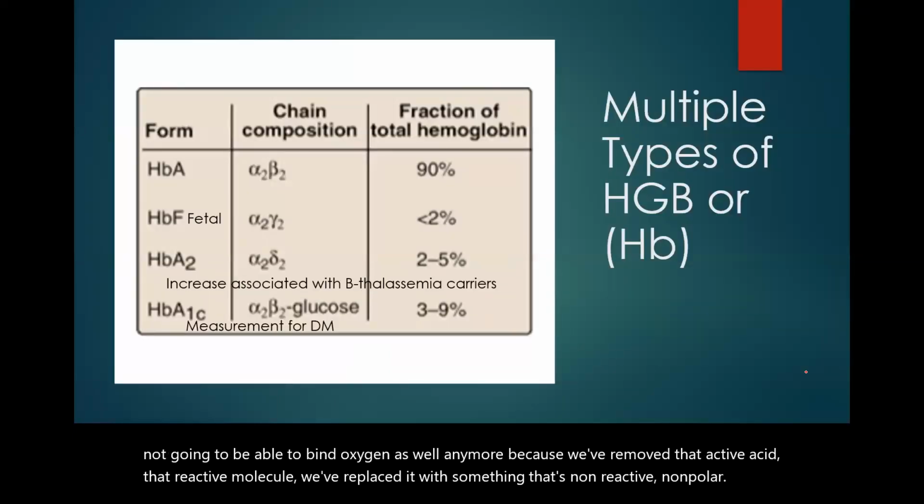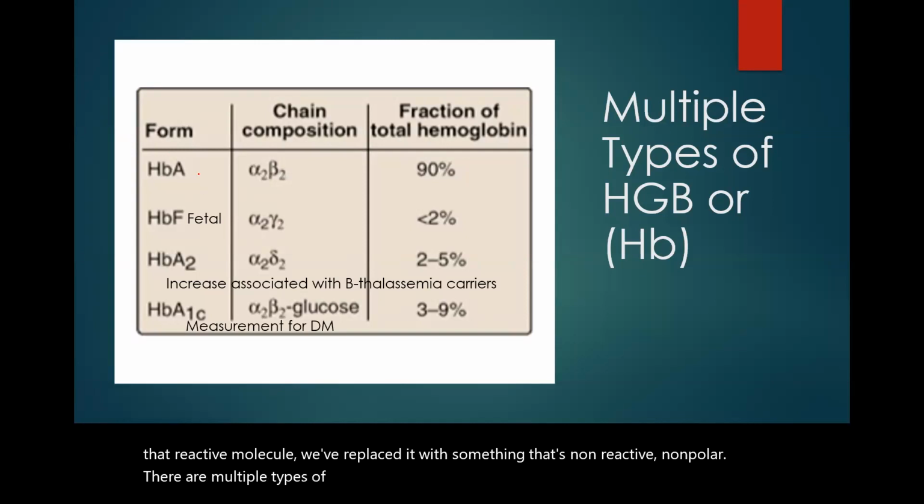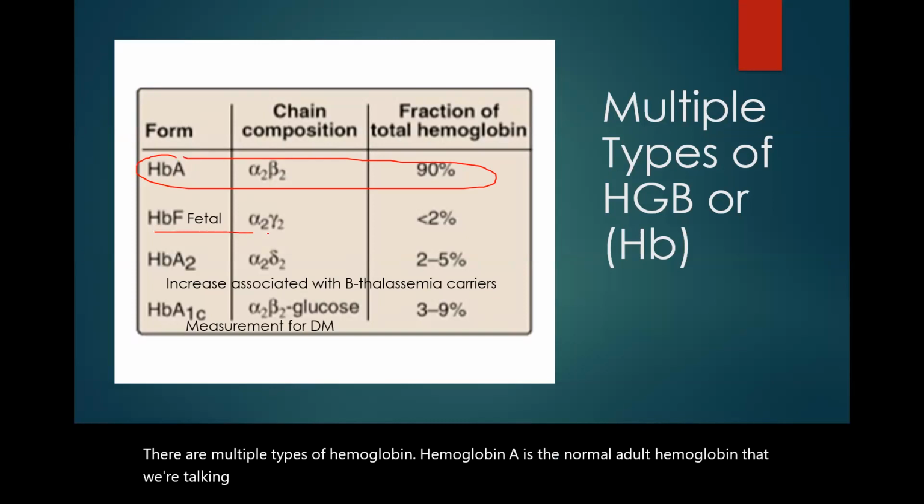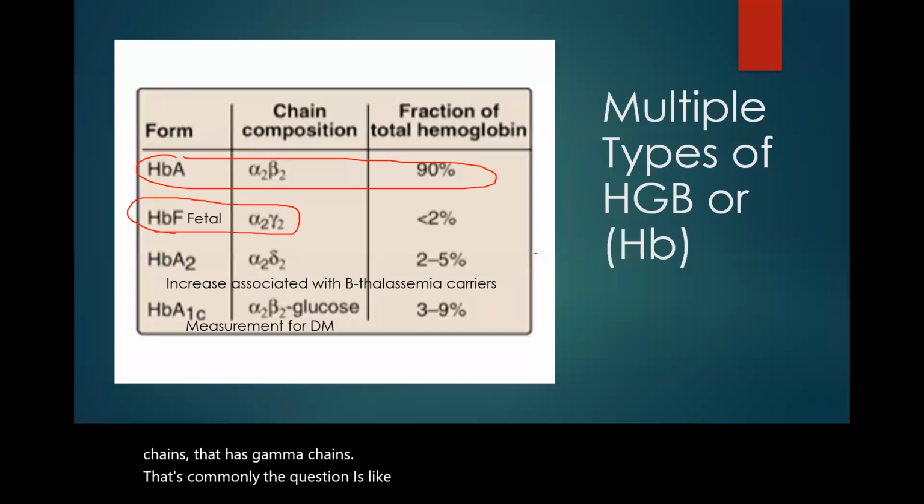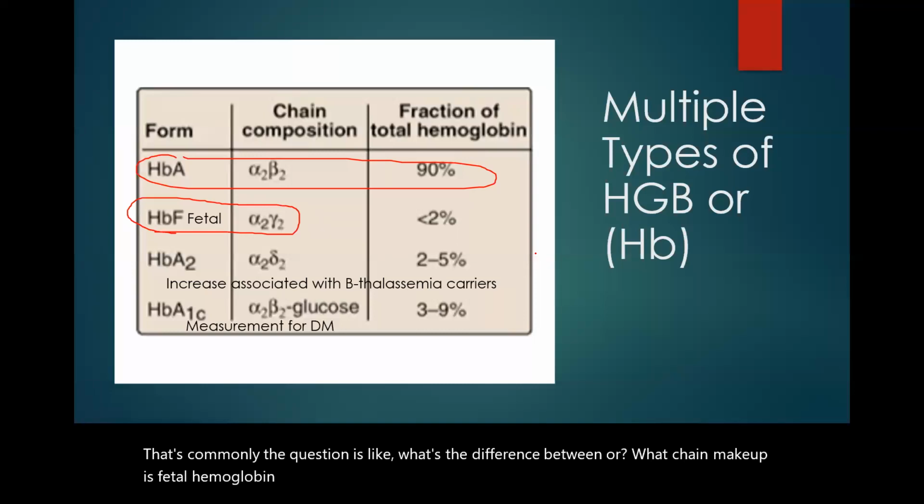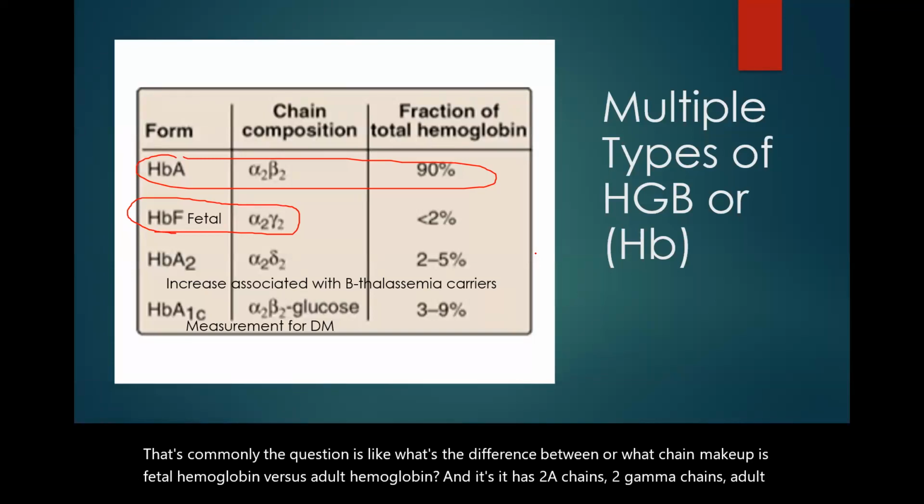There are multiple types of hemoglobin. Hemoglobin A is the normal adult hemoglobin that we're talking about. Hemoglobin F is the only one I would really care too much about for NPLEX 1, and that's your fetal hemoglobin. It has 2 alpha chains like the adult, but instead of beta chains, it has gamma chains. That's commonly the question, is like, what's the difference between, or what chain makeup is fetal hemoglobin versus adult hemoglobin? And it has 2 alpha chains, 2 gamma chains. Adult has 2 alpha chains, 2 beta chains.